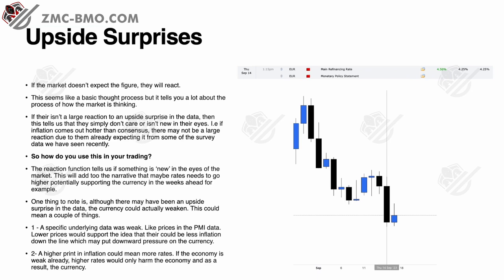One, I briefly touched on that, but a specific underlying data point was weak, like prices in the PMI data. Lower prices would support the idea that there could be less inflation down the line, which may put downward pressure on the currency. Two, a higher print in inflation could mean more rate hikes. Well, if the economy is weak already, higher rates would only harm the economy and, as a result, the currency. So you have to use your brain. For example, like here, where the market was expecting a hold, they actually hiked, but the currency weakened off.